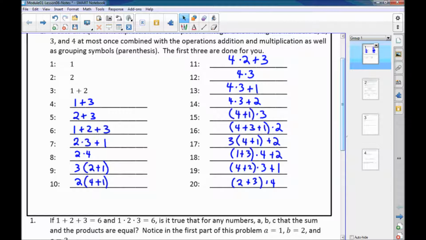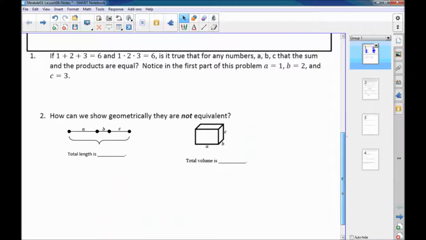There are multiple ways to do them, but just be careful that your order of operations are happening. So in other words, all your grouping symbols happen first, and then multiplication second, and then addition third. Since we don't have any subtraction or division, then just forget those. All right, so once you've checked them over, let's go down to number 1 here.